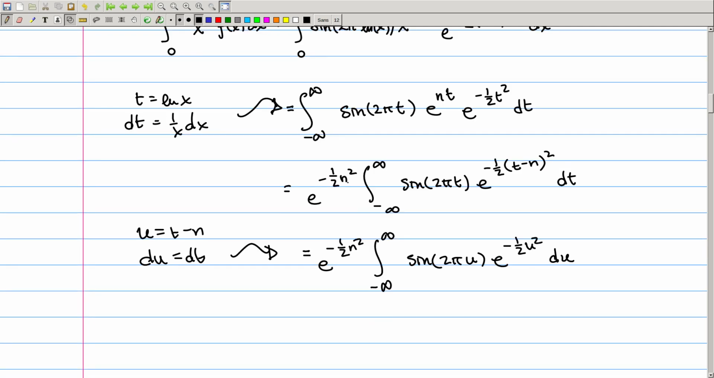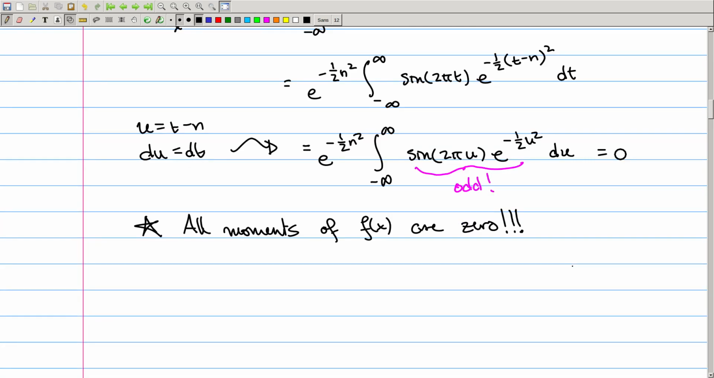And that integral here is going to be 0 just because the function that we're integrating on the inside is odd. So what we've found is that all of the moments of this function are 0. So that really blows up uniqueness for us, because if I take any function g and I add f to it, those are going to be two different functions with the same moments.